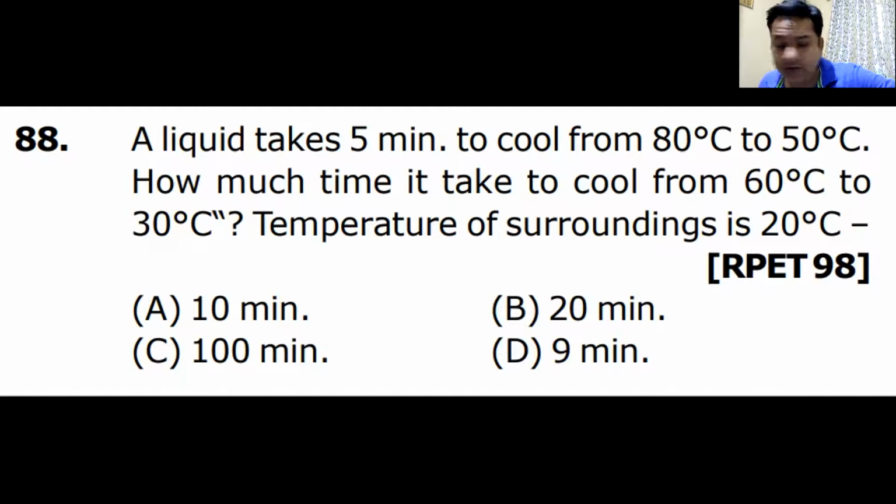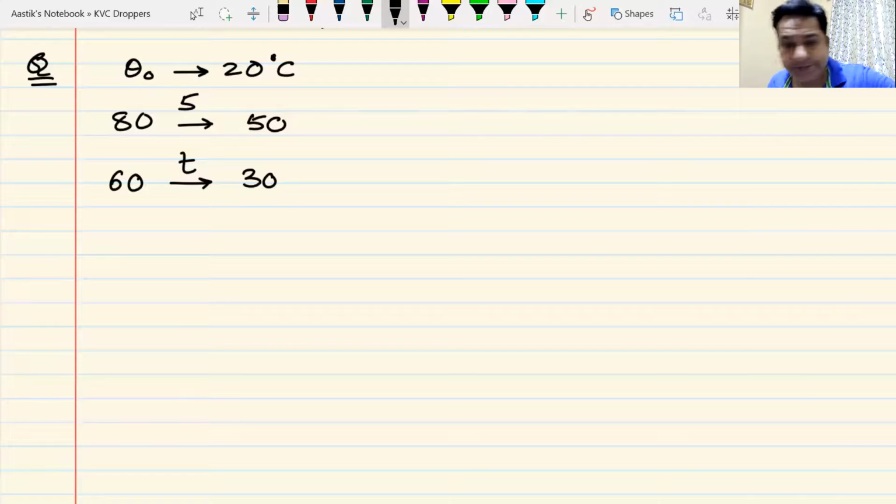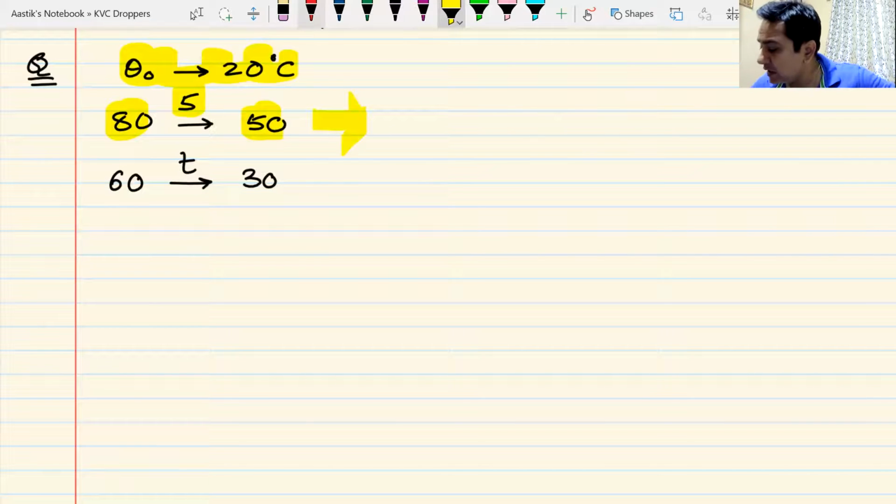So anyone got the answer for this? Okay. So how are we supposed to do this? The surrounding temperature is given as 20 degrees Celsius. 80 to 50, it goes in 5 minutes. So I make the first equation. I cut short the time. Theta 1 is 80, theta 2 is 50. 80 minus 50 divided by 5.